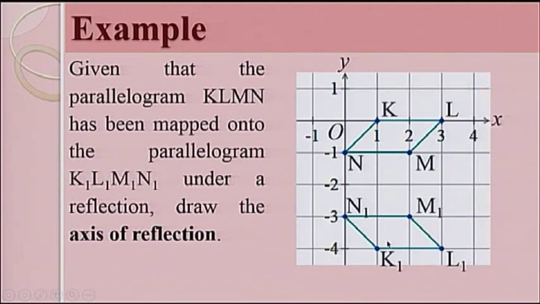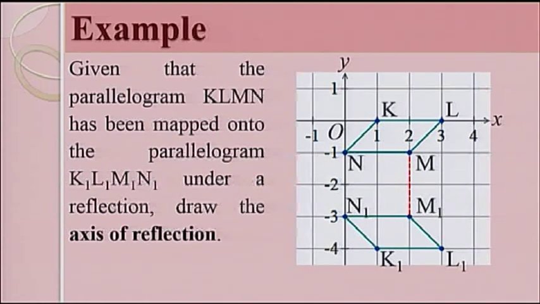It has been mapped by a reflection. You are asked to find the axis of reflection. Same thing. First step, you will join a point and its image. Therefore, you have a line segment.